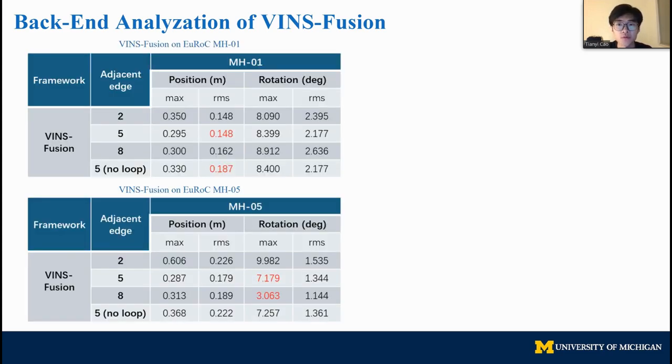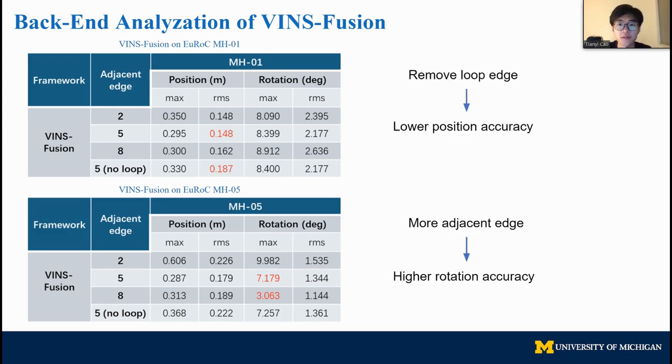Here are the two tables on the EuRoC MH1 and MH5 datasets. You can see we tried to change the adjacent edge number from 5 to 2 or 8, and we also removed the loop edge to explore its performance. We find that in both datasets, as we remove the loop edge, the position accuracy decreases. Interestingly, in MH5, as we add more adjacent edges from 5 to 8, the rotation accuracy increased a lot.